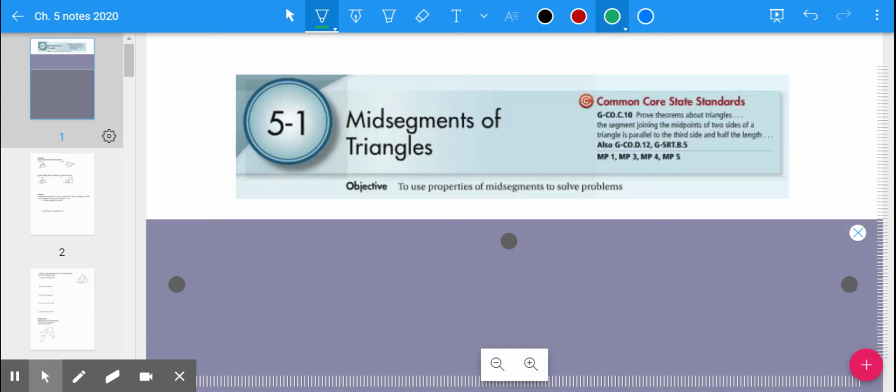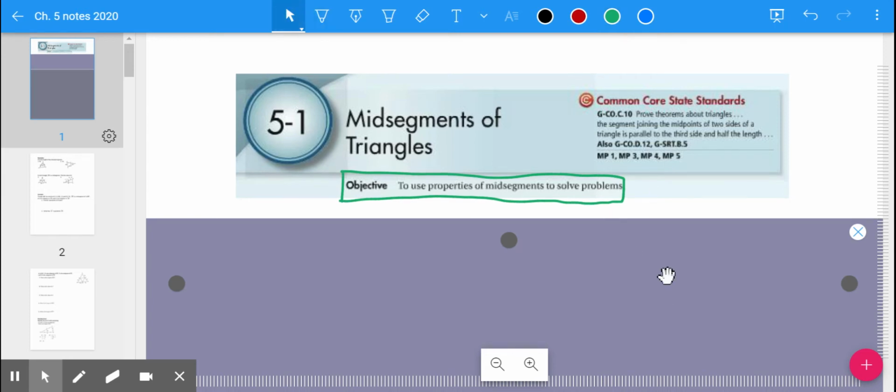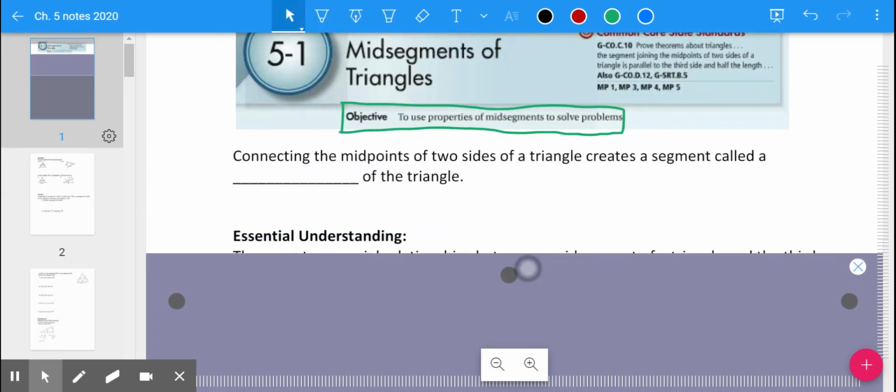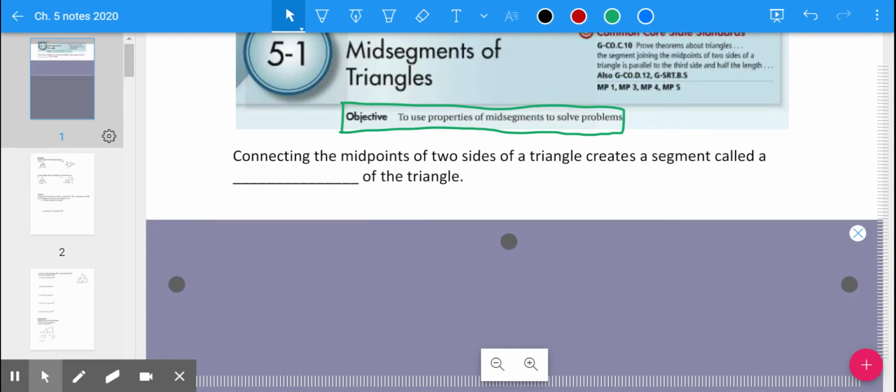So our objective, our learning target, our goal for today is simply to use properties of mid-segments in order to solve problems. So we've got to know what a mid-segment is first. So let's talk about that as we get going here. In your notes, it says connecting the midpoints, the middle point of a segment, of two sides of a triangle creates a segment called the mid-segment. So that's why it's called the mid-segment, because it connects two midpoints in a triangle.